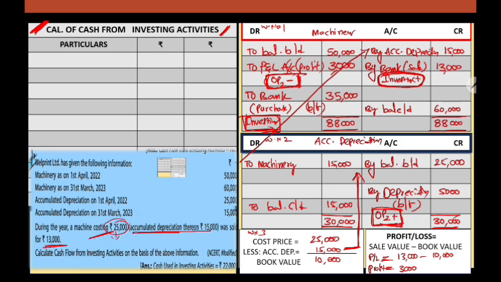So here we have identified, children, that accumulated depreciation has no contribution in investing activity. Accumulated depreciation is non-cash. So here nothing will come in investing activities. We only prepared it to calculate depreciation. So this depreciation will be shown in operating as plus.